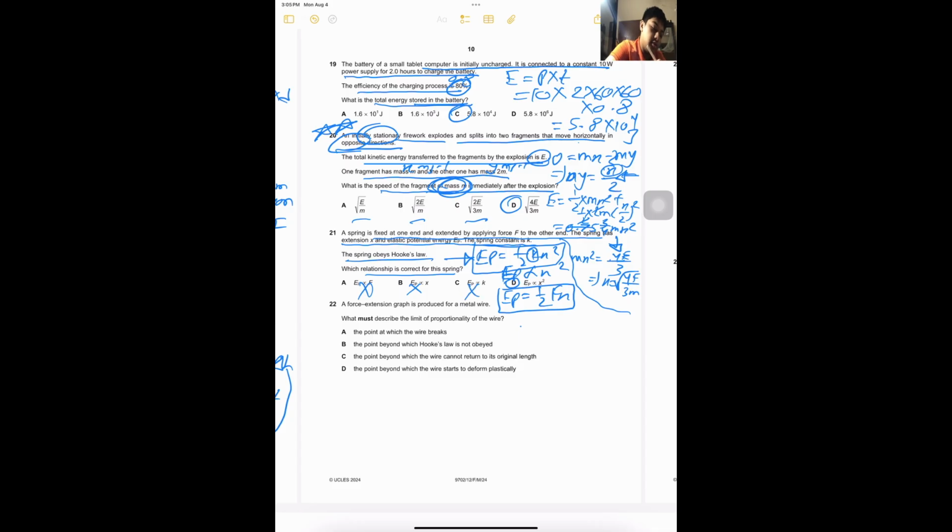A force-extension graph is produced from a metal wire. Which point describes the limit of proportionality of the wire? The point at which the wire breaks, that is not it. Proportionality means until it obeys Hooke's law. The point beyond which Hooke's law is not obeyed, or before which Hooke's law is obeyed. So the answer is B.